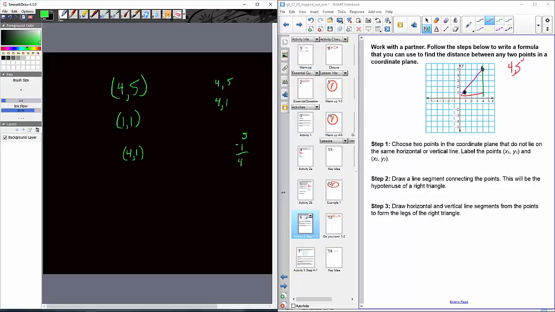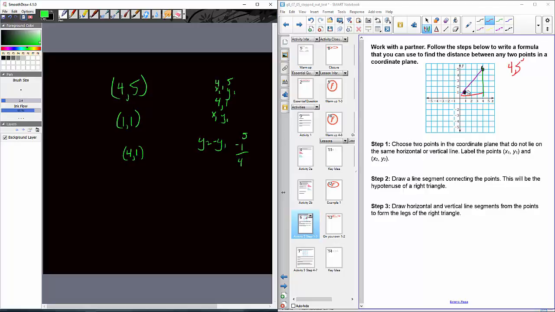Cool. The way that we say this is we'll say x and y, and I'll call this x2 and y2, and x1 and y1. And what we just did is we took y2 minus y1. That's all we did. Okay, pretty easy stuff.